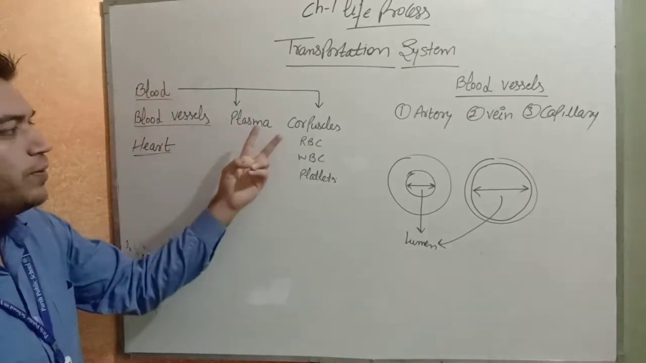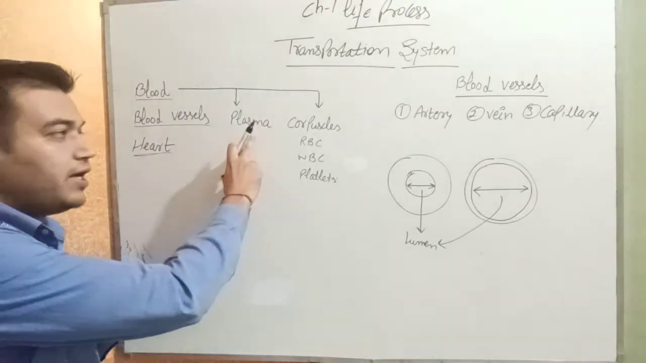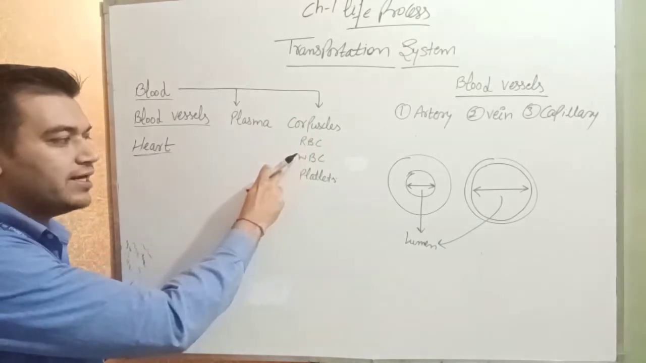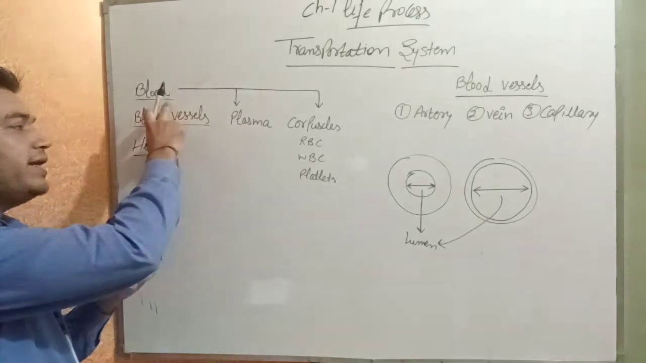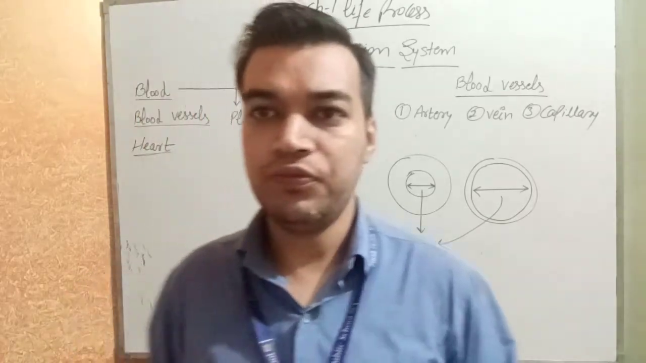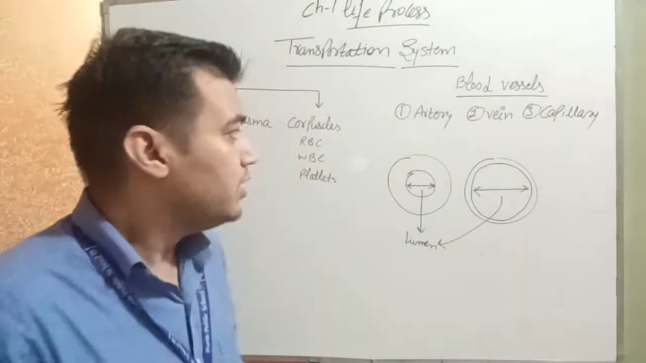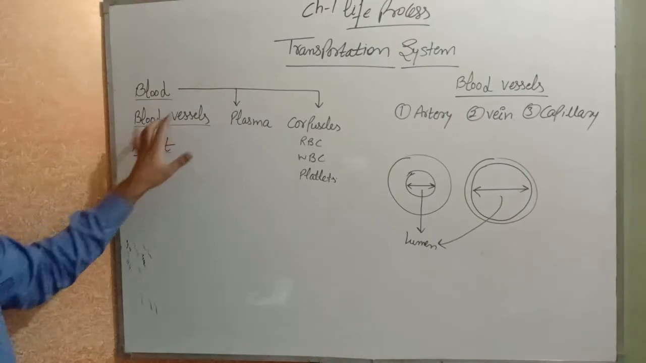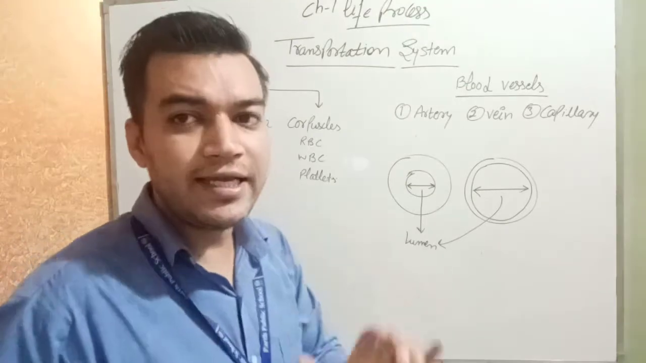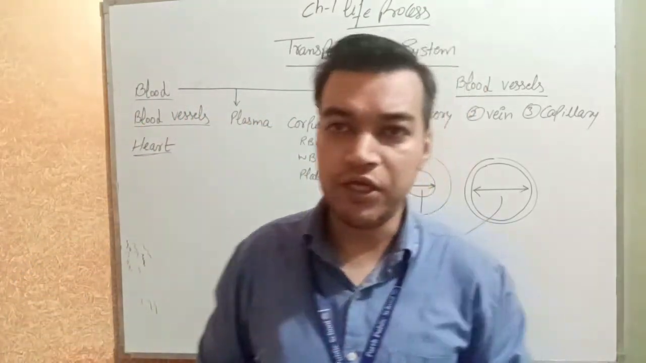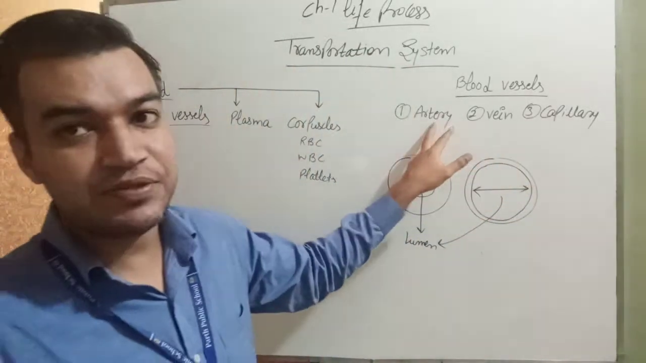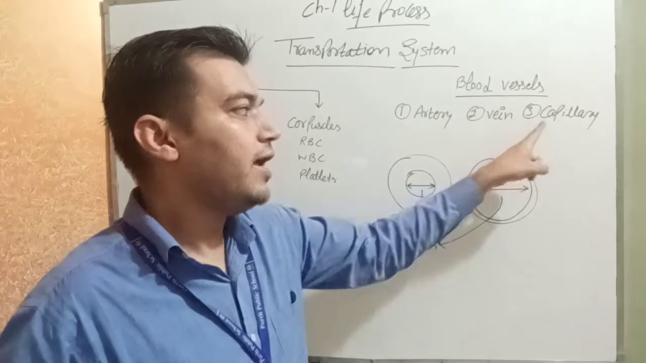Blood consists of two main parts, plasma and corpuscles. Corpuscles are of three types: red blood cell, white blood cell and platelets. We already have done blood in 9th class because this is a part of vascular tissue in detail. Now the number two component of transportation system is blood vessels. Blood vessels are the tubes that circulate blood in a human body, and they are of three types: arteries, veins and capillaries.